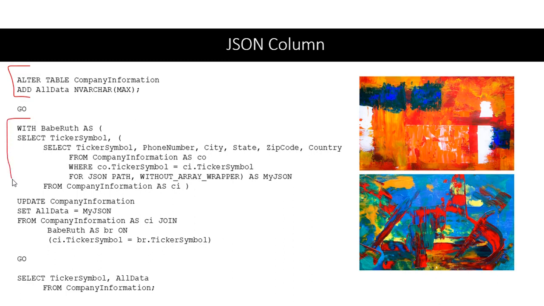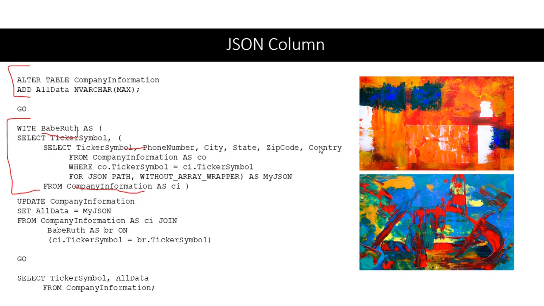The next thing we do is create a common table expression with the WITH clause. The name of that expression is Babe Ruth. It's going to have 2 columns in this common table expression. It will be ticker symbol and a lot of JSON. So this inner query then is a correlated subquery. I'm joining this outer table of company information to an inner copy of the table of company information, so that when I'm looking at a ticker symbol here, it's looking at the same ticker symbol in here.